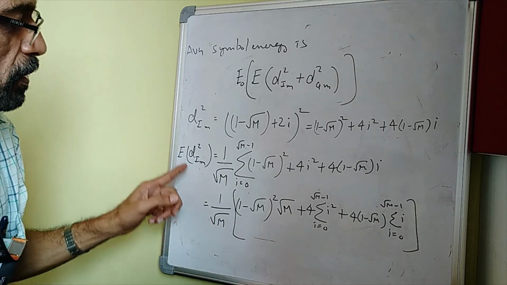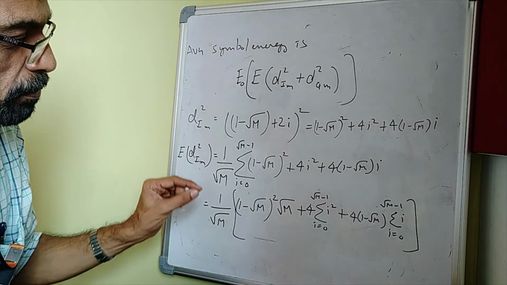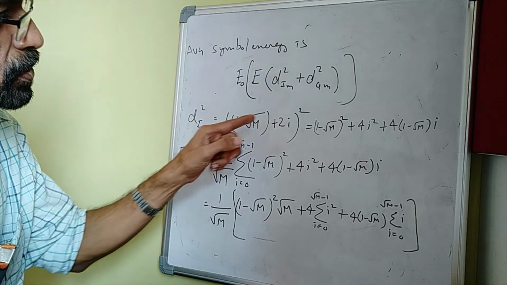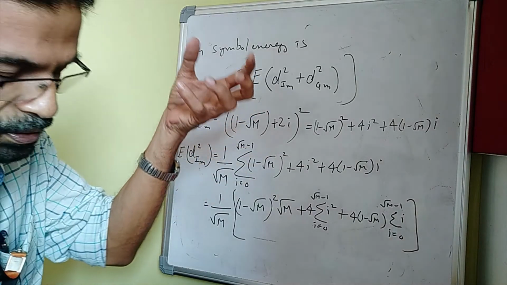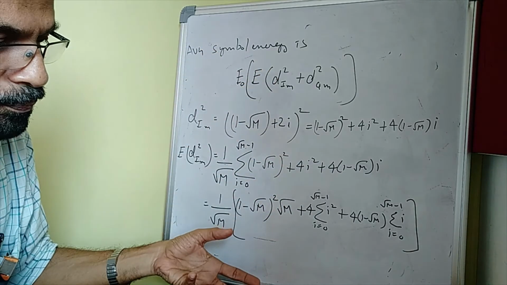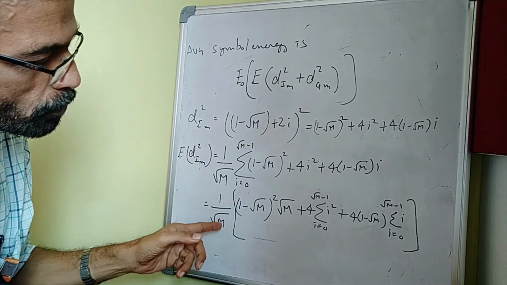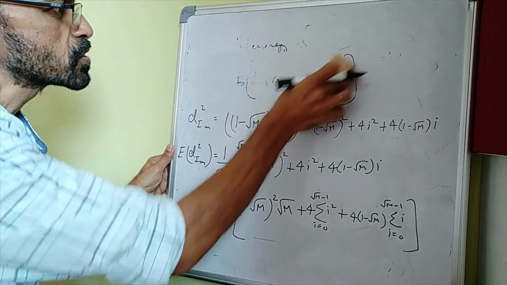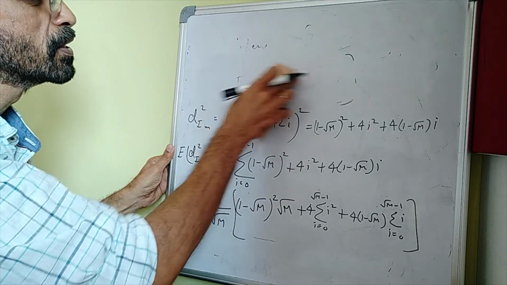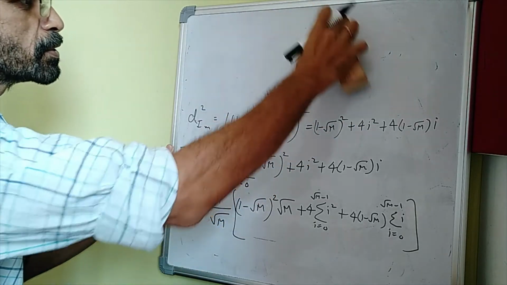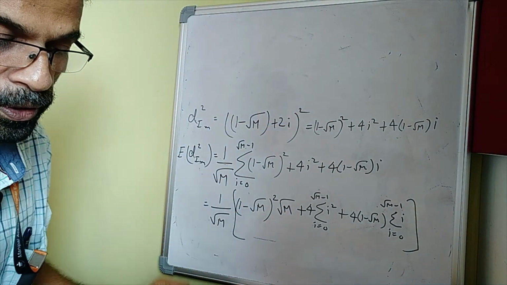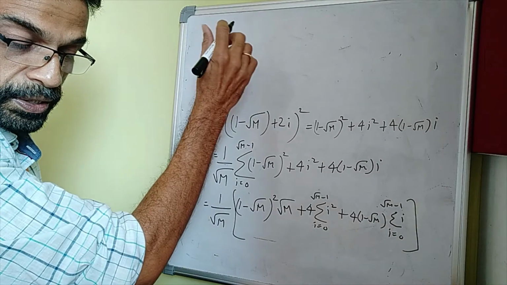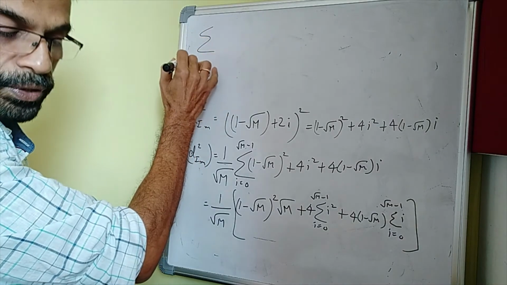So this will be the expected value of d square im, and since dim as well as dqm take the same set of values, the expected value of d square qm will also be the same. Now what we do is we use certain standard results which can also be arrived at quite easily. I use those standard results.